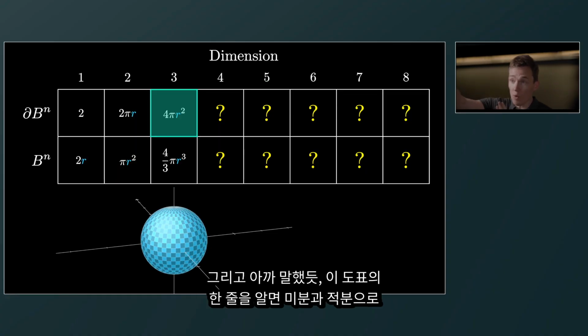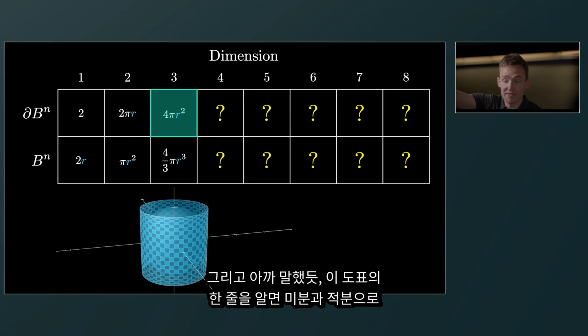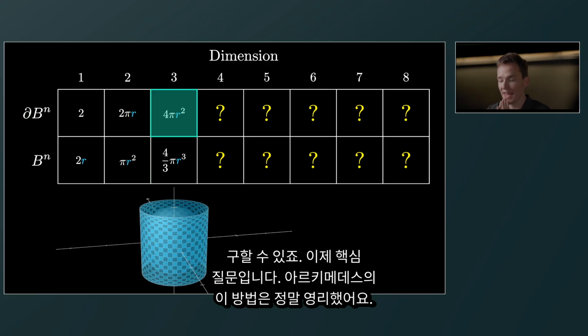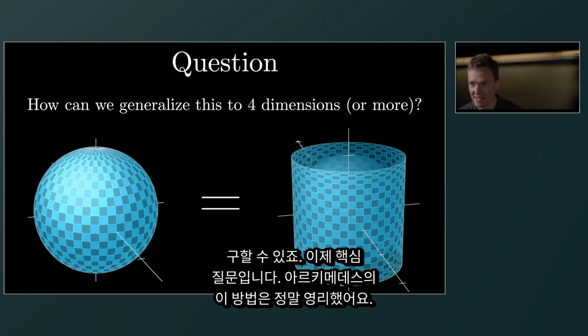And then, like I said, if you're at one row of this diagram, you can just take derivatives and integrals to get yourself up and down. So knowing the surface area is enough to give you the boundary on the inside. Now, here's the key question. This is a very clever thing that Archimedes did.